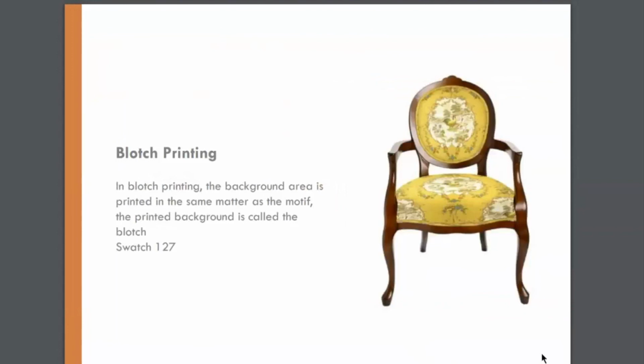In blotch printing, the background area is printed in the same area as the motif. The printed background is called the blotch. So we see this yellow blotch, or perhaps even this white blotch here, and then all of the detail also printed, through roller printing and then printed with all of these different colors. Swatch 127 is an example of blotch print.